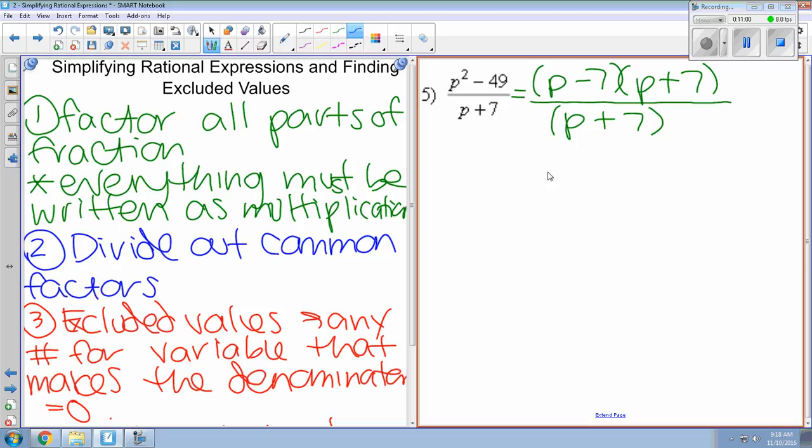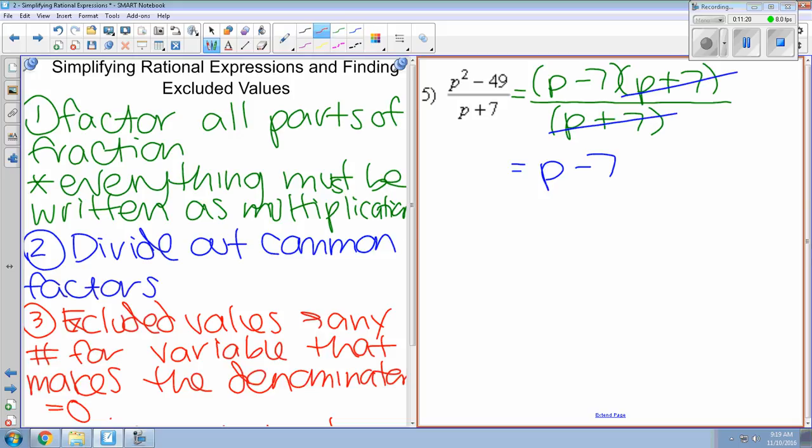To divide out these common factors, what you do is you match up what's the same on top and bottom as long as there's multiplication. Since everything's multiplied right now, I can cross off whatever I want. I have the p plus 7 on top and on bottom, so those will divide out. You will be left with just your p minus 7. So that is your simplified expression.